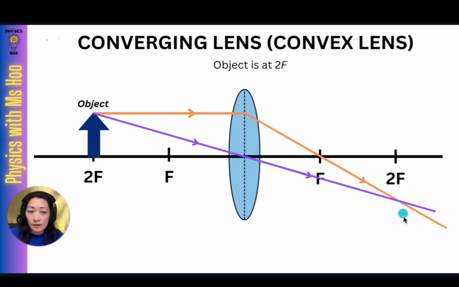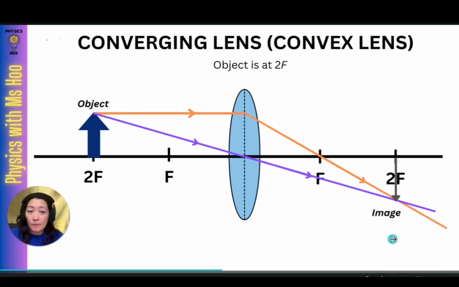And if you draw this correctly, you will find the intersection point of these two refracted rays formed here, and it happens to be exactly where 2f is. So this is where the image is formed. And if we compare the image against the object to get the image characteristics, you will find that the image is real, meaning it can be projected on the screen and be very clear if the screen is placed here.